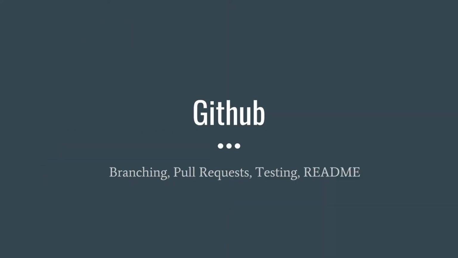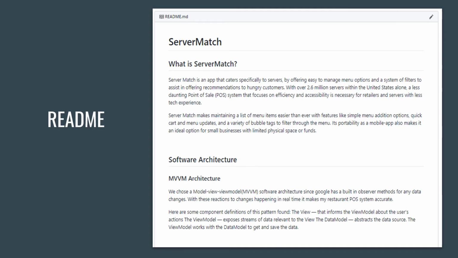The next practice we will be looking at is GitHub. I will be talking about branching, pull requests, testing, and the README. First, we will talk about the README. The README is important to any repository on GitHub because it lets people know what the project is about, how they can contribute or use the project, and identify its features.